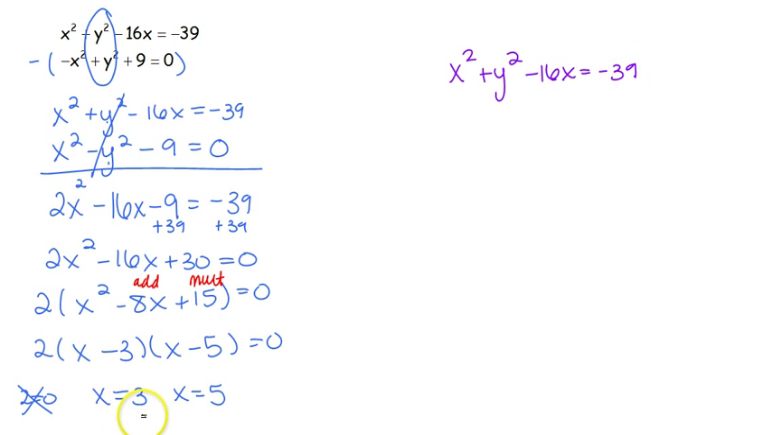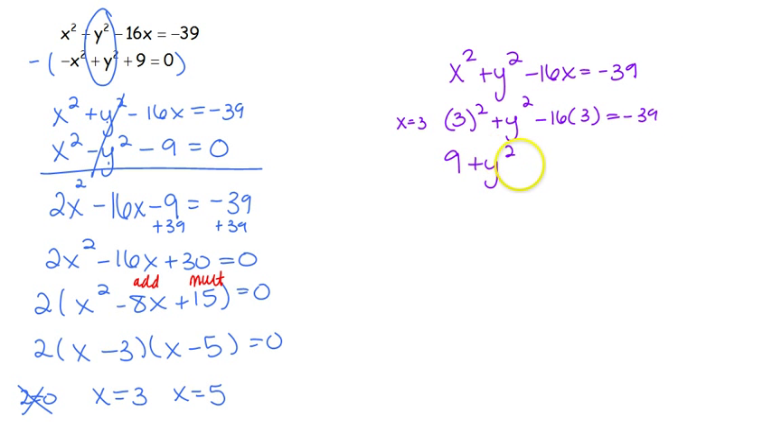And we have our first possibility of when x is 3. So we've got 3 squared plus y squared minus 16 times 3 equals negative 39. So that's 9 plus y squared minus 48 equals negative 39. A positive 9 and a negative 48 is going to give us a negative 39. We move that over.